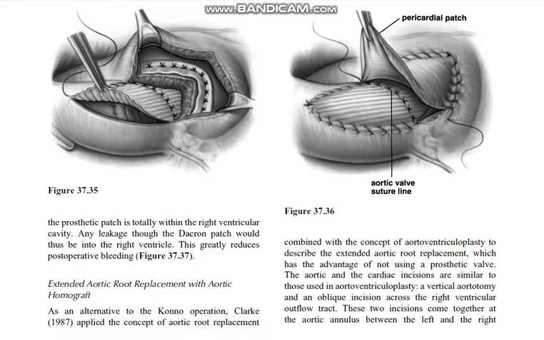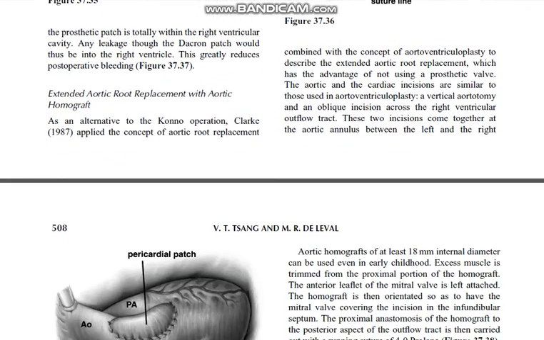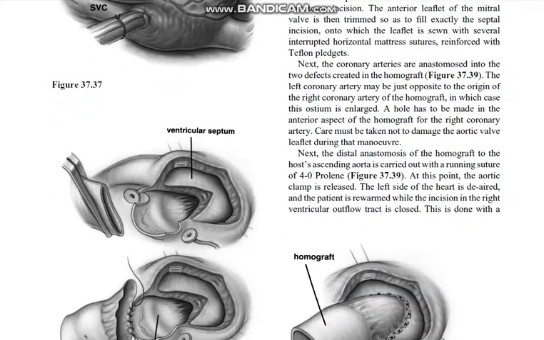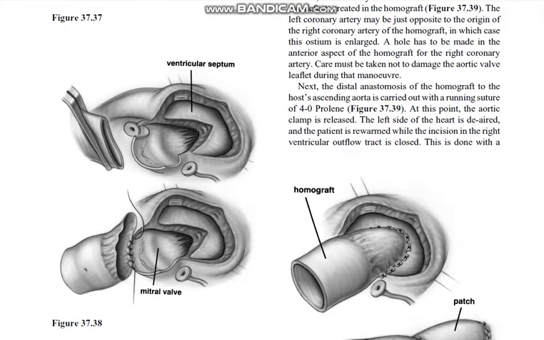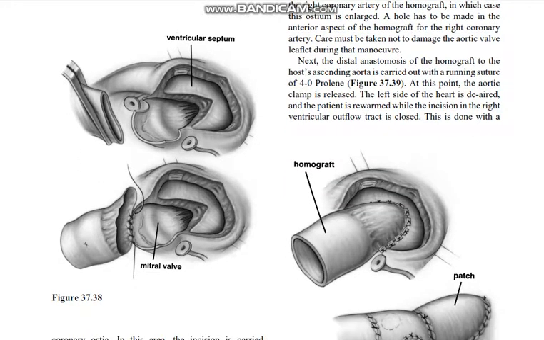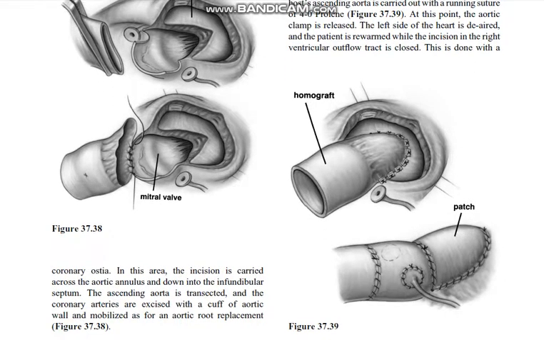These two incisions come together at the aortic annulus between the left and right coronary ostia. In this area, the incision is carried across the aortic annulus and down into the infundibular septum. The ascending aorta is transected and the coronary arteries are excised with a cuff of aortic wall and mobilized as for an aortic root replacement.